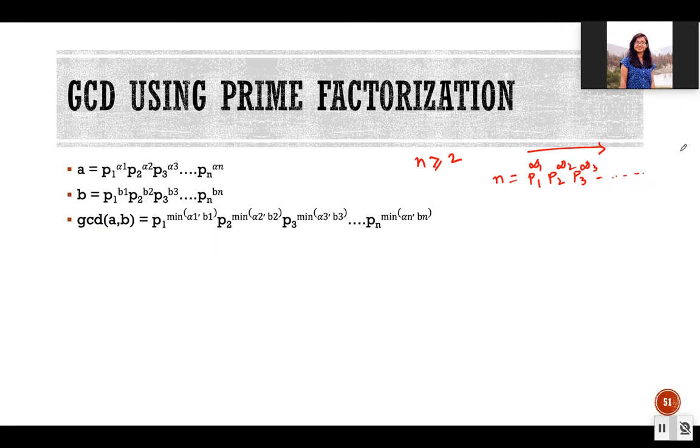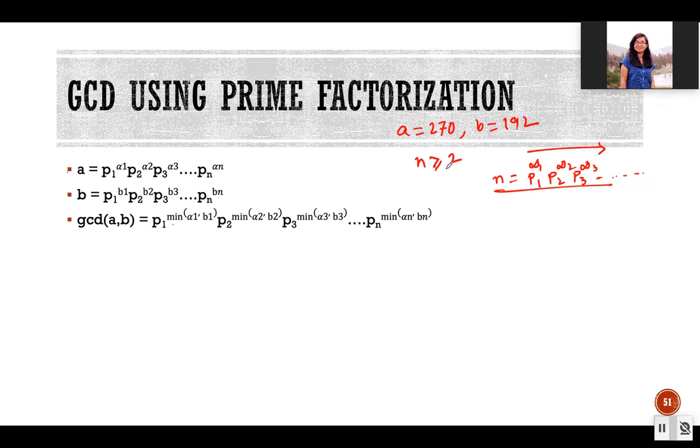Let me show you a couple of examples, and then we are going to see how we can find the GCD of two values using this prime factorization. Let me use our last two values as an example. I'm going to use A equals 270 and B equals 192, and I'm going to find the GCD of these two values using prime factorization.